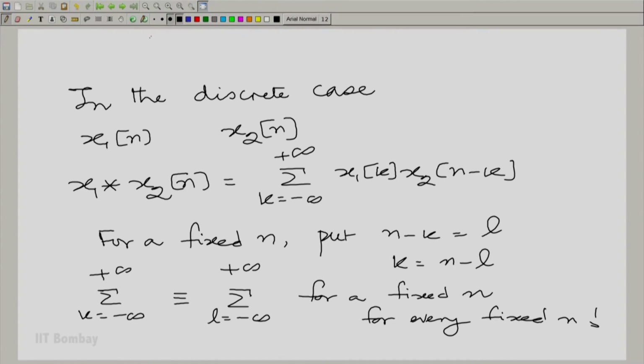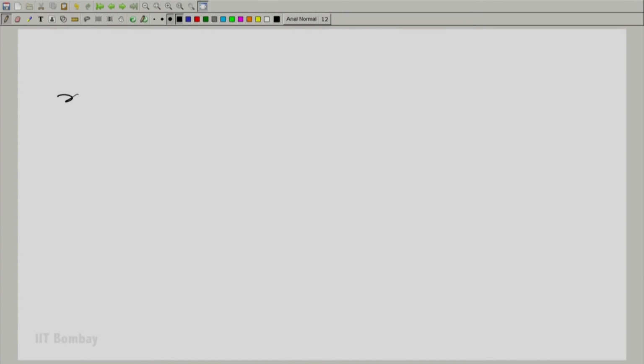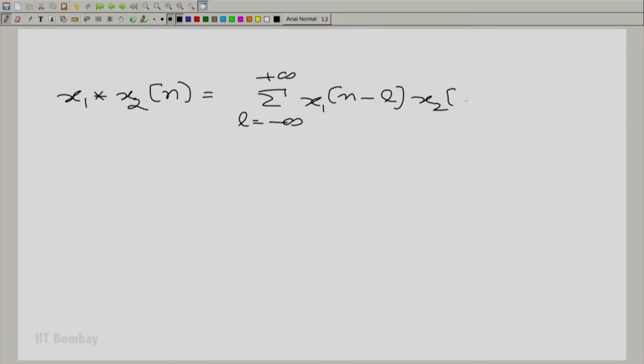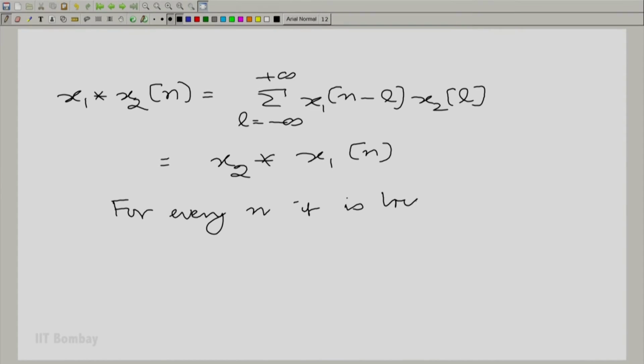Therefore, x1 convolved with x2 evaluated at n is also summation L going from minus to plus infinity x1[n minus L] x2[L], and that is the same thing as x2 convolved with x1 evaluated at n. This is true for every n, hence proved. So, we have completed the proof for the discrete case as well.